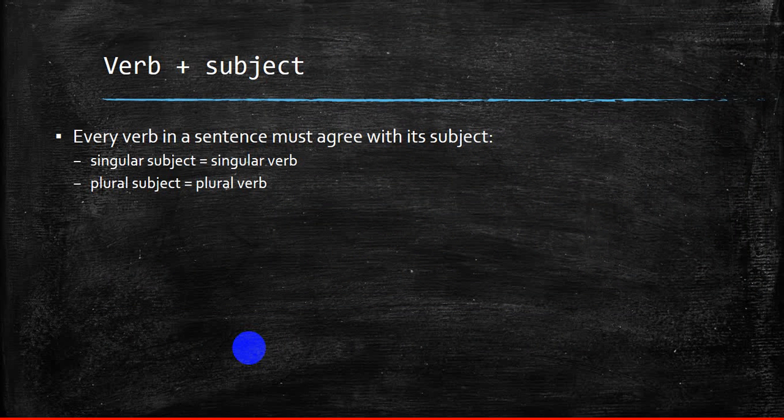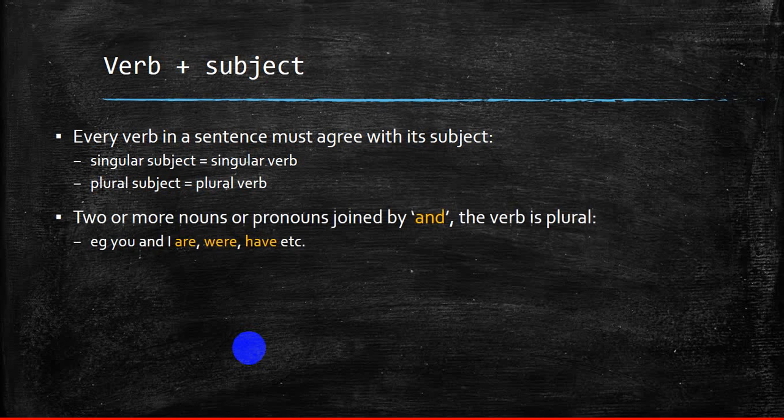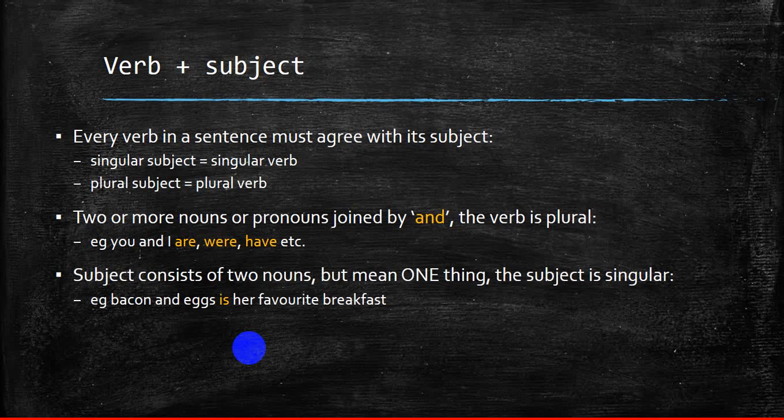You might say Roger has been invited to lead this excursion, but if you said Roger and I, you would have to then have a plural verb. You would say Roger and I have been invited to lead this excursion. Two or more nouns or pronouns joined by and, the verb is plural. You and I are, or were, or have.